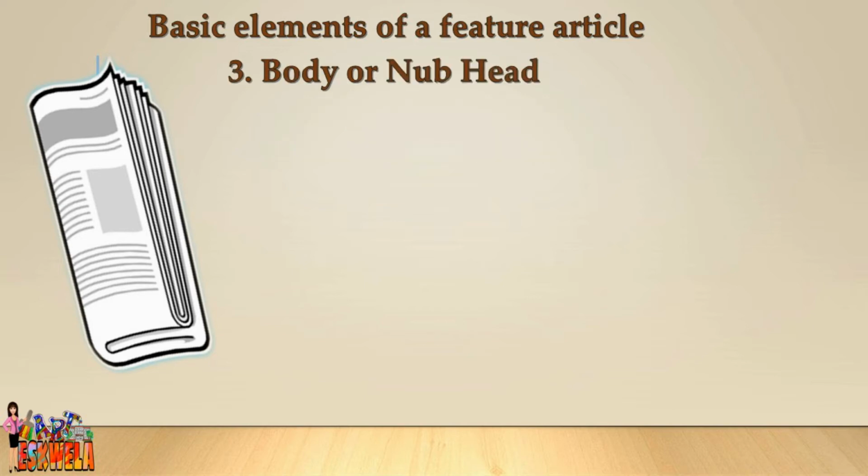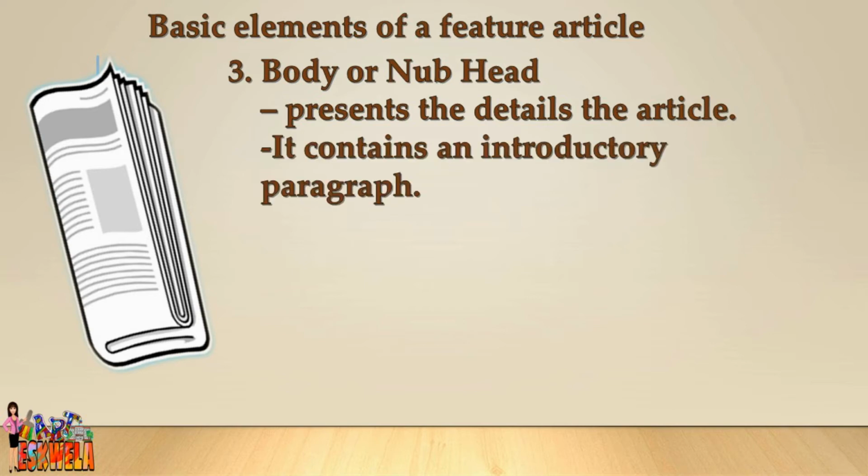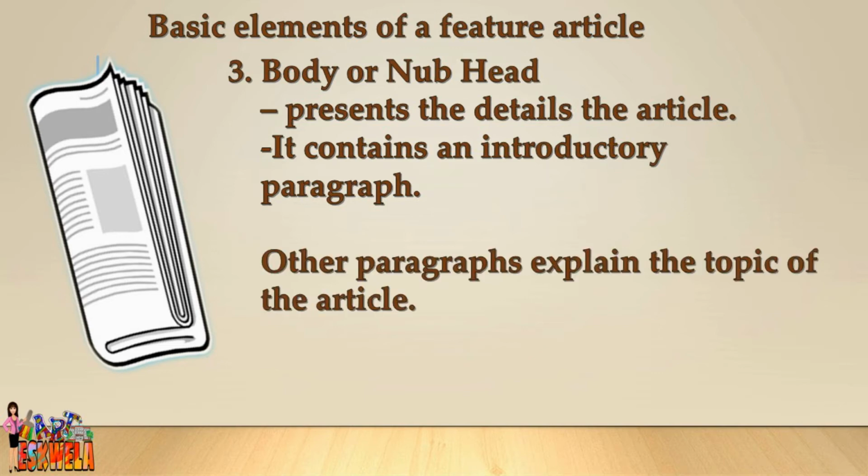We have the third basic element of a feature article. This is the body or knob head. This presents the details of the article. It contains an introductory paragraph, or other paragraphs that explain the topic of the article. This is the guts of the story. This is the presentation of details. This is the part where your target readers get what they want to read in your article.